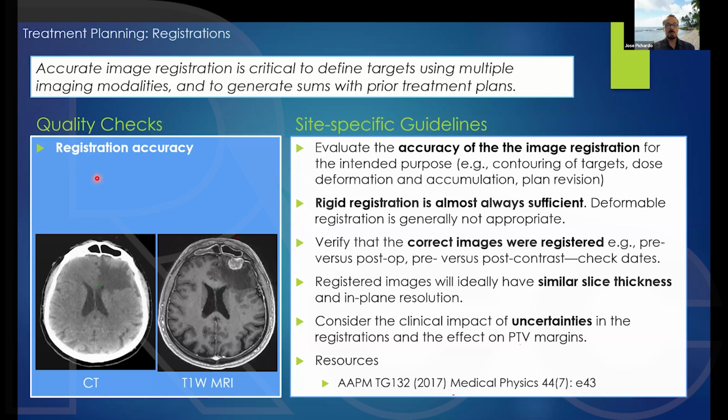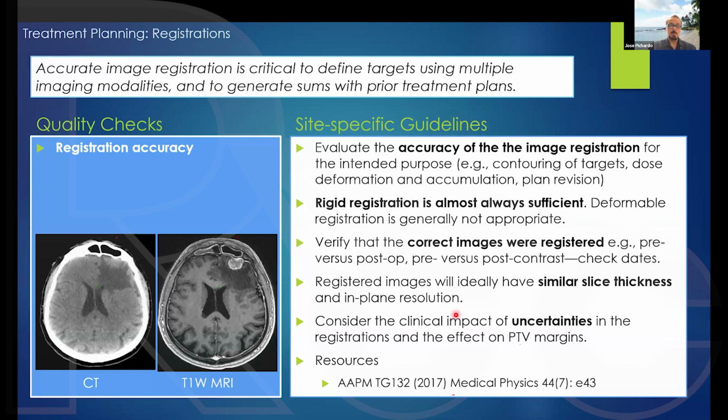And like I said, rigid registration is almost always sufficient. So if somebody used deformable, always question it. Always make sure that there's a good rationale for having used deformable. Always check that the correct images were registered, right? Even if the correct images were imported, it doesn't mean that the correct images were fused. So always check that the fusions were done with the correct images.